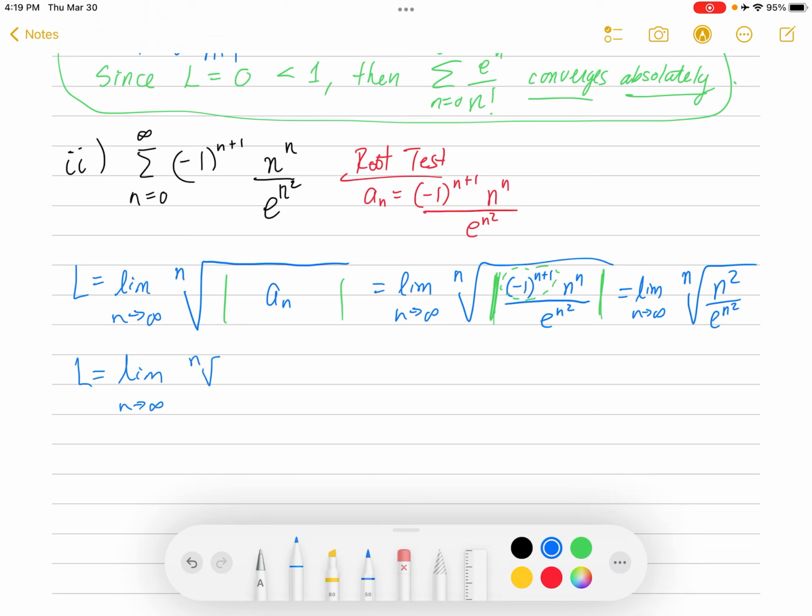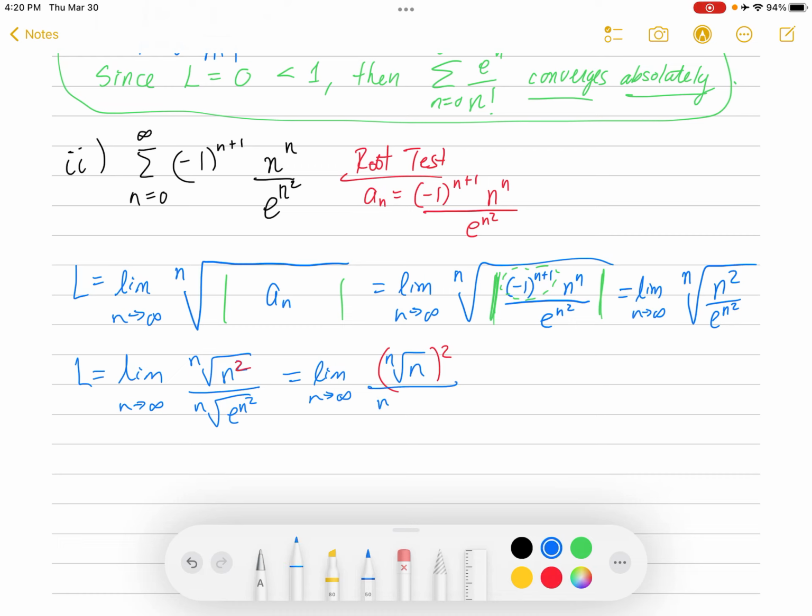So going down here, limit as n goes to infinity, we have the nth root of n^n over the nth root of e^(n^2). So that's just distributing the radical to the top and the bottom. So I'm going to have here the limit as n goes to infinity of the nth root of n to the n, that's just pulling that n out top.